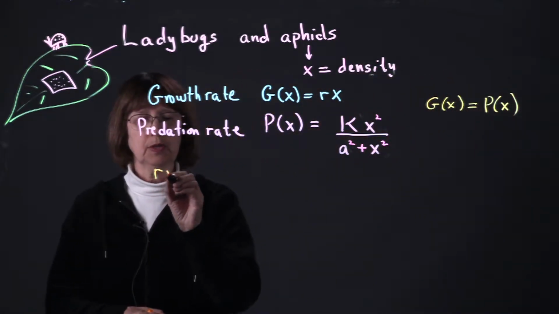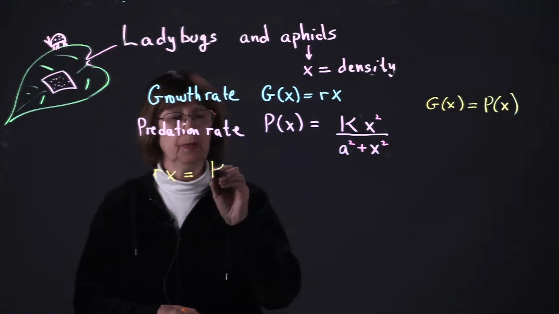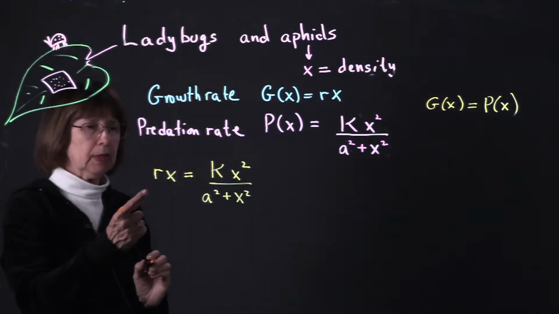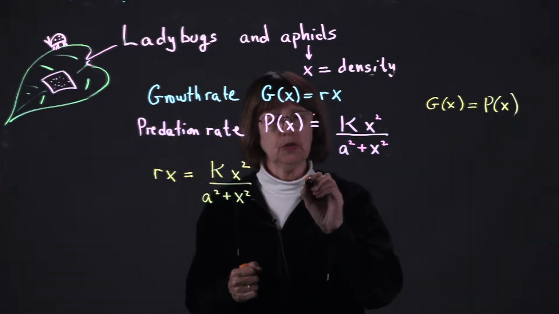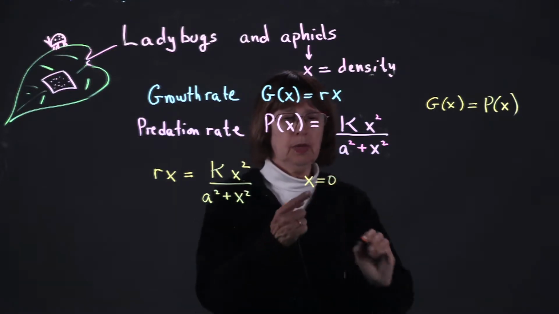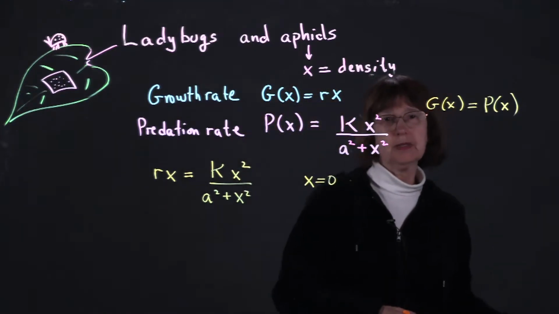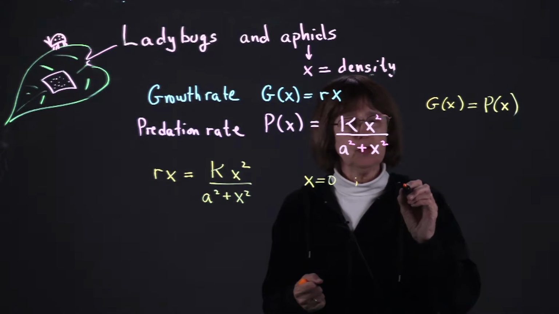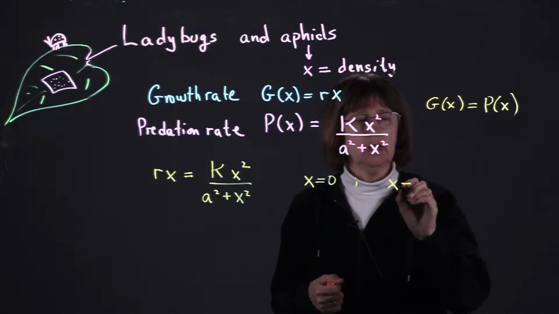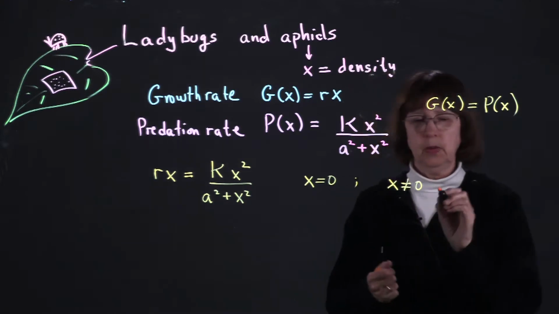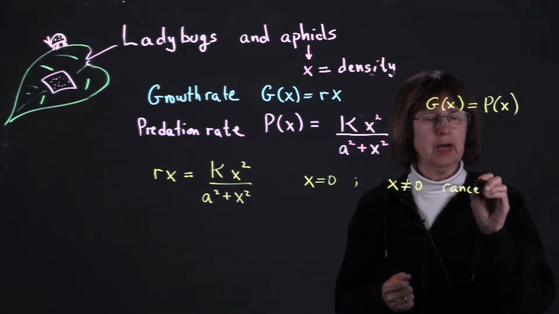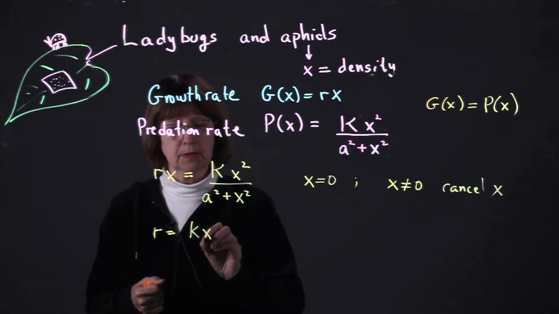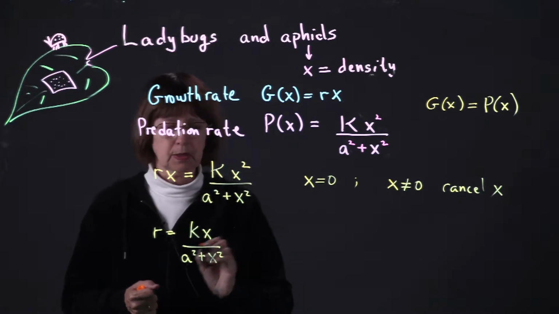So to solve that, we're going to let R(x) equal kx squared over a squared plus x squared. This equation always has one solution, which is x equals 0. This is not very interesting biologically because it's a situation where no aphids are around at all. Let's look at another solution such that x is not equal to 0, and in that case we can cancel a factor of x from both sides to arrive at r equals kx over a squared plus x squared.